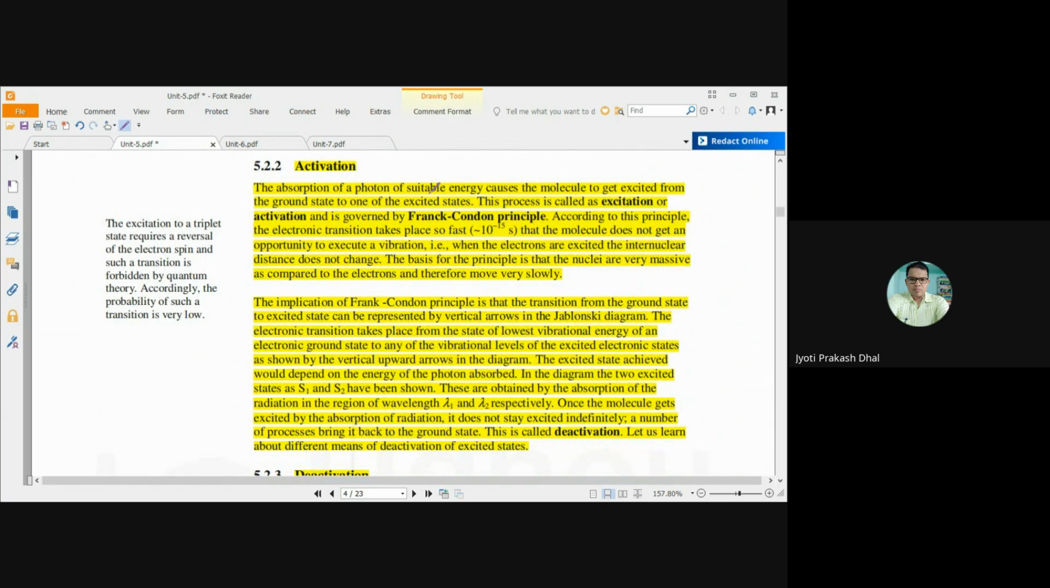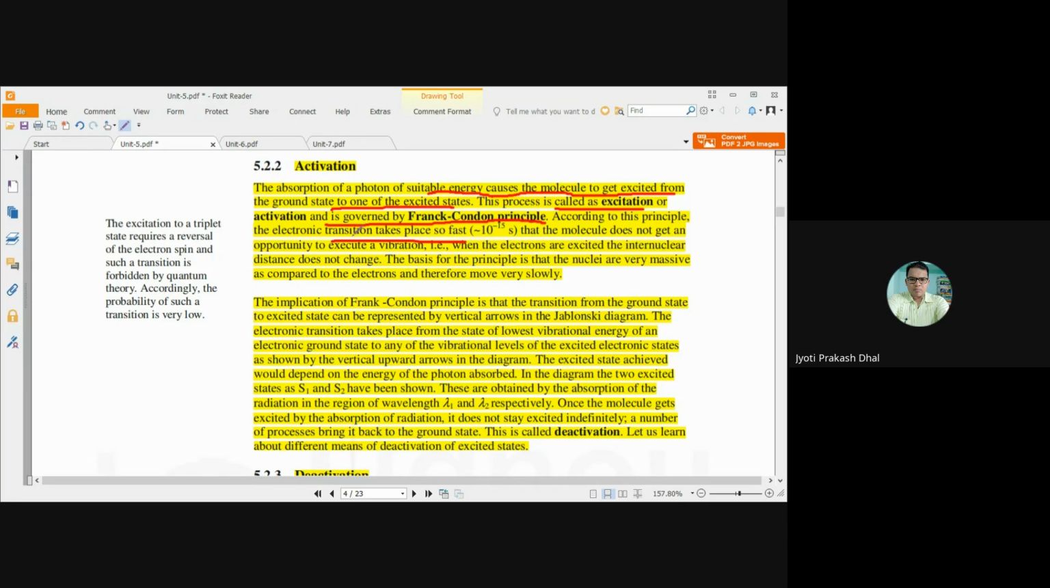The absorption of photons with suitable energy causes the molecule to get excited from the ground state to one of the excited states. This process is called excitation or activation, and it is governed by the Franck-Condon principle. According to this principle, the electronic transition takes place so fast, the time taken for the electronic transition is around 10 to the power minus 15 second.